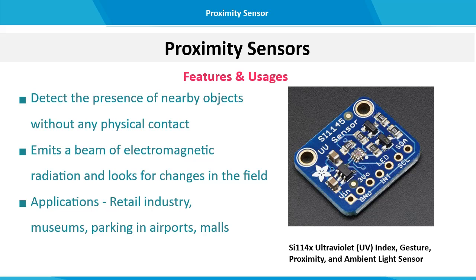A most common application of this sensor is its use in different cars. While we are taking the car in reverse direction, it detects the objects or obstacle and we get alarmed. This sensor is also used in retails, museums, parking and malls.